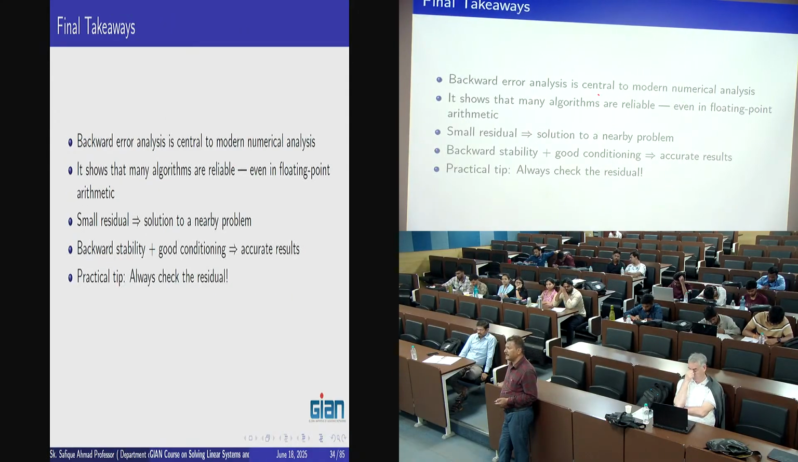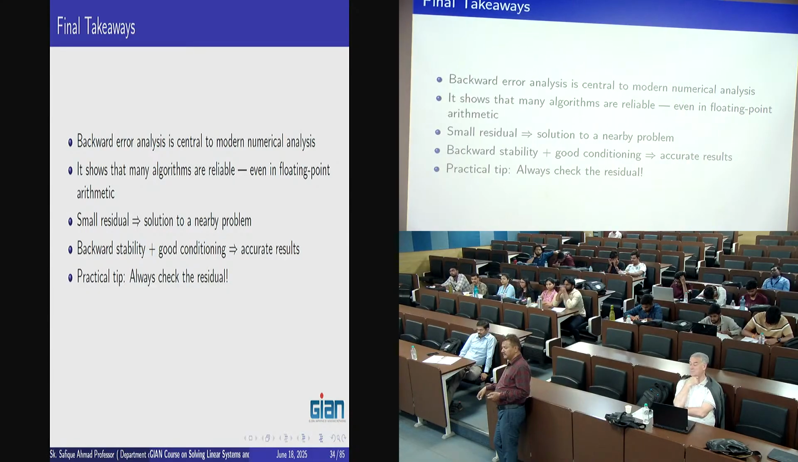The backward error analysis is central to modern numerical analysis. It shows that many algorithms are reliable even in floating point arithmetic. A small residual means a solution to a nearby problem. If the residuals are very small, then you are getting nearly the solution to the nearby problem, and backward stability and good conditioning give accurate results.